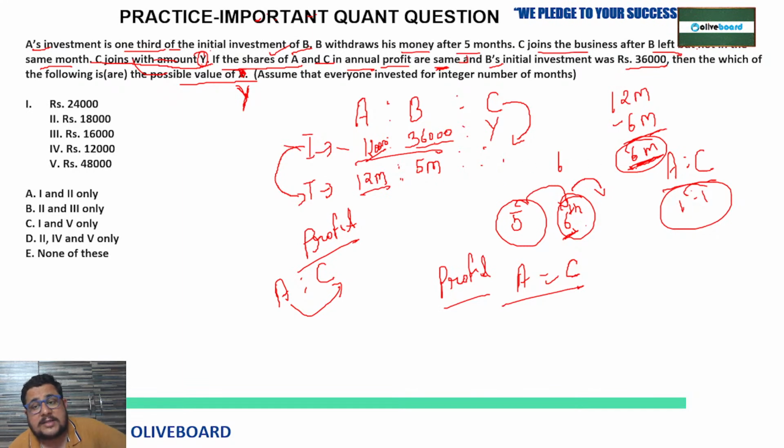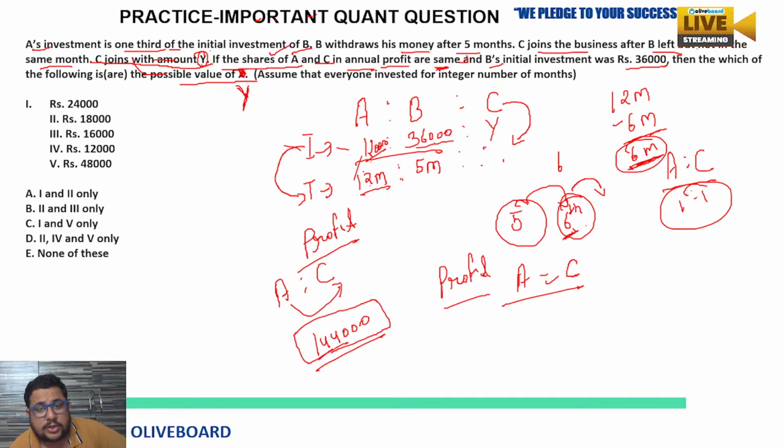Now 12,000 multiplied by 12, it is going to be what? 12 12s are 144 and 1000, so 1,44,000. The product of investment and time of A is 1,44,000. If it is 1,44,000, then C's investment and time product also must be the same, means it also needs to be 1,44,000. Clear?